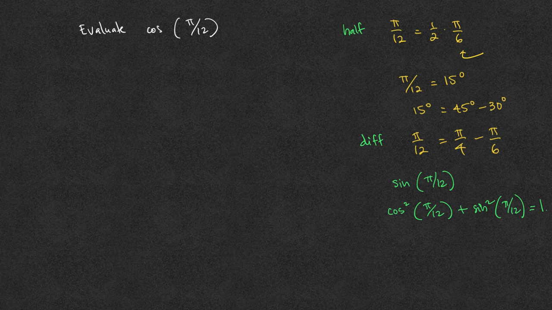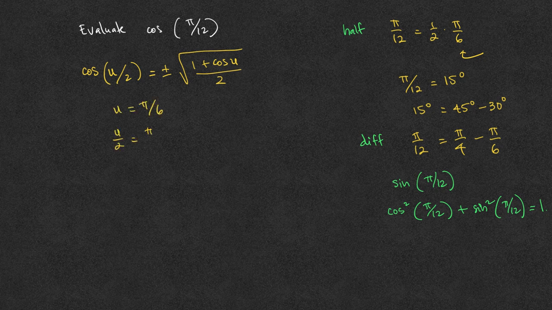The half angle formula for cosine of u states that cosine of u over 2 equals plus or minus the square root of 1 plus cosine of u over 2. In this case, we determine that u is pi over 6. Half of u is half of pi over 6, which is the given pi over 12. So because of this, we rewrite cosine of pi over 12 as cosine of pi over 6 over 2.